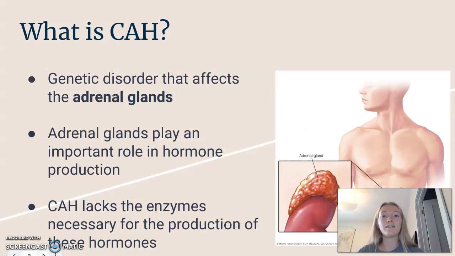So what exactly is CAH? It is a genetic disorder that affects the adrenal glands, which sit on top of the kidneys. Here I inserted a picture that depicts that really well. The adrenal glands play an important role in hormone production, specifically in CAH, that is cortisol and aldosterone. And in CAH, there's an important enzyme that is necessary for the production of these hormones.